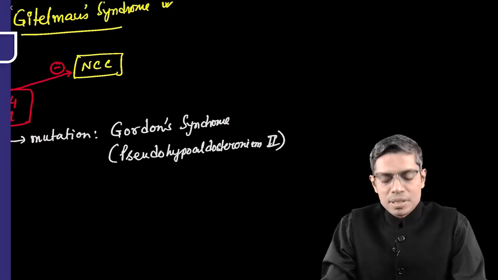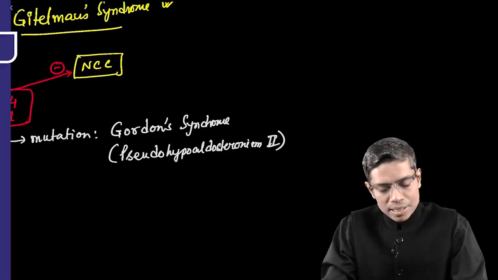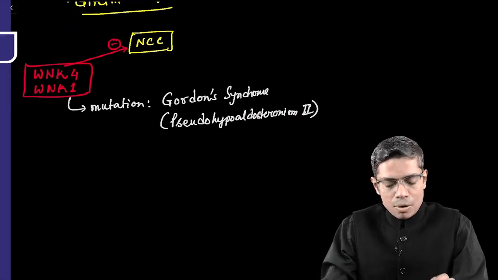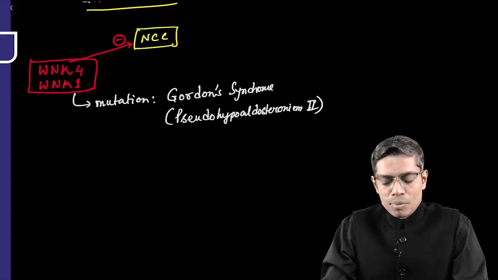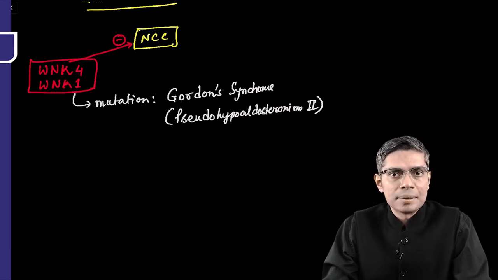Pseudo-hypoaldosteronism type 2. Getting my point? So whenever there is mutation of this WNK4 and WNK1, the syndrome is known as Gordon syndrome, right? So Gordon syndrome is also known as pseudo-hypoaldosteronism type 2. Why pseudo-hypoaldosteronism? How is aldosterone related to this WNK, right?